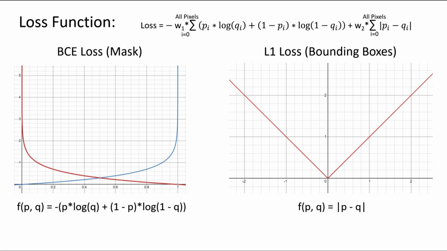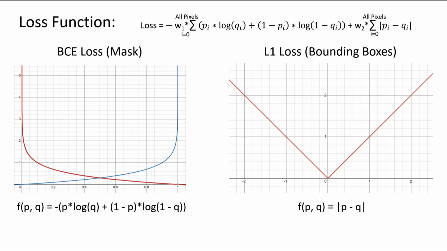These are the loss functions I used to train the neural network. I used 2 different loss functions, binary cross entropy loss, or BCE loss, on the left, and L1 loss on the right. I used BCE loss for the mask, which is the first channel of the output image, where each pixel should be either 0 or 1, where 0 is there isn't a person in that pixel, and 1 being there is a person in that pixel.